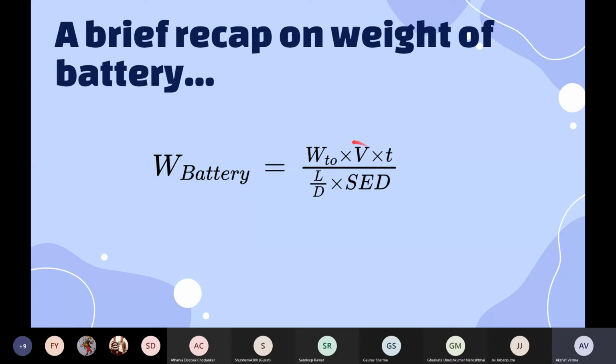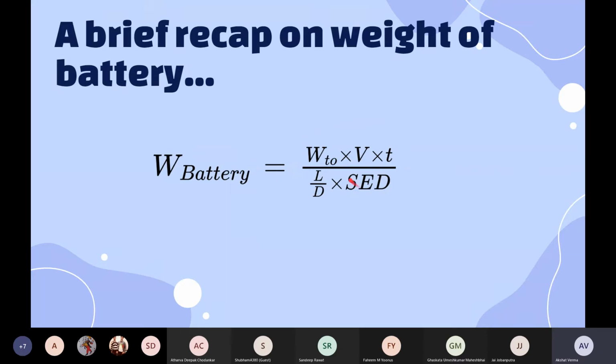And thrust into velocity gives us the power requirement, that is force into velocity. Thrust is the force which the propellers are providing us, and multiplying that with the velocity, we get the power required. Multiplying that with the flight time, we get the total energy required for the complete cruise flight. And what is this SED?